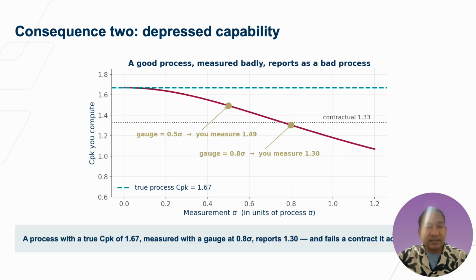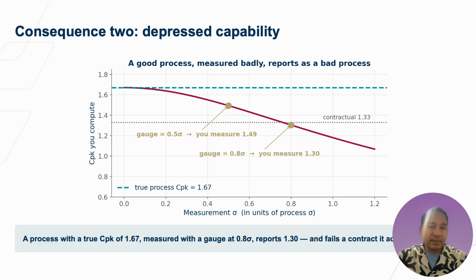Consequence 2, and this is an expensive one. A process with a true Cpk of 1.67, automotive grade, a generally excellent process, measured with a gauge of 0.8 process sigma reports a Cpk of 1.3, which is below the standard contractual requirement of 1.33. So you fail an audit, or you launch an improvement project, or a customer requires a corrective action plan on a process that actually meets the specification comfortably.